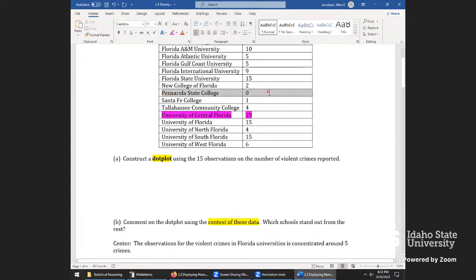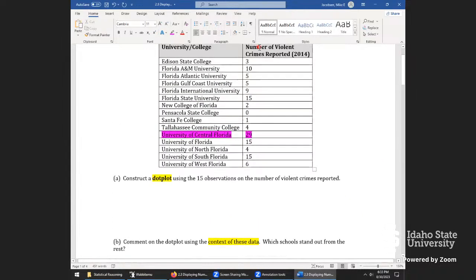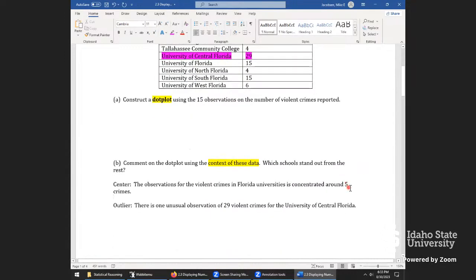Pensacola State College, I don't know a lot about that one, but well, let's maybe do this one. New College of Florida is probably a small campus. And so it should be very minimal, around 0 or 2 is what I expect. But if we're just taking a look at the values collected, then in that context, 29 is highly unusual, even though we may have an explanation for it. Other questions so far?